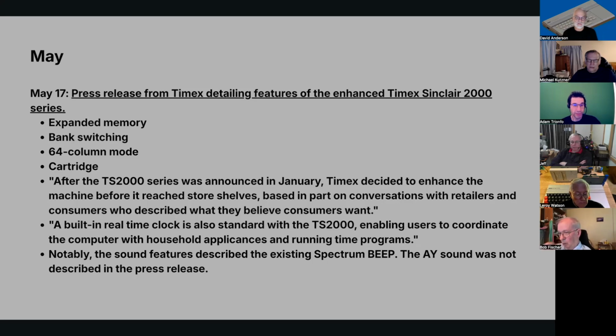There were a certain lot of cartridges available for those systems. Actually, unlike the Timex, there were a lot of cartridges available. Yes.